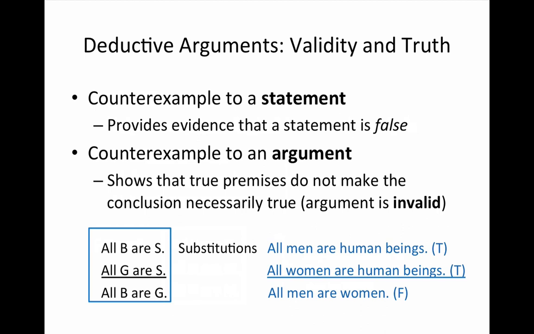But if you think it might be invalid, what you do is take true premises. So look over to your right: all men are human beings, that's true. All women are human beings, that's true. But the conclusion does not follow, it's actually false: all men are women. So an invalid argument is one in which the conclusion is not guaranteed by the premises. Just because the premises are assumed true or are in fact true does not mean that your conclusion must also be true.